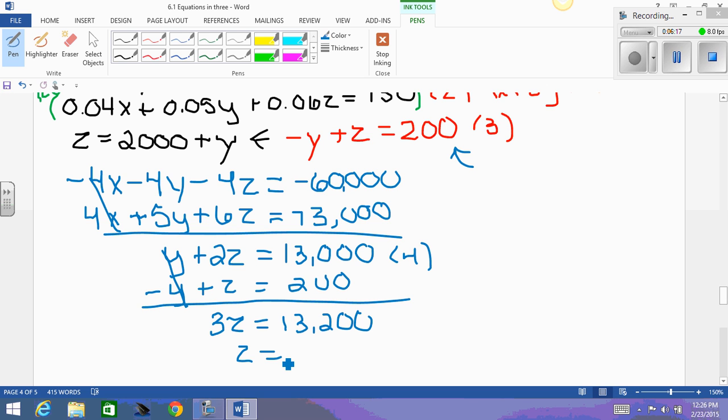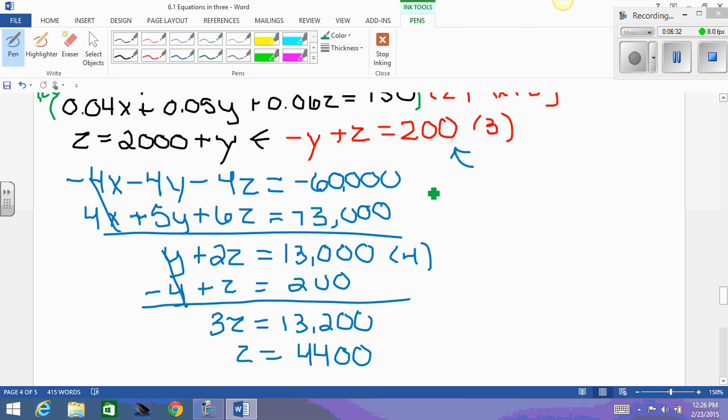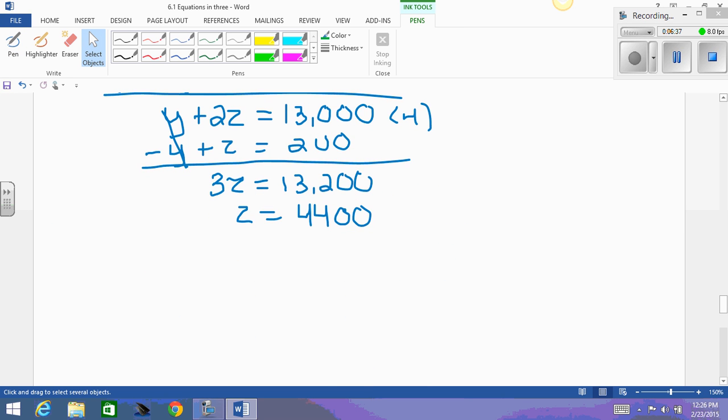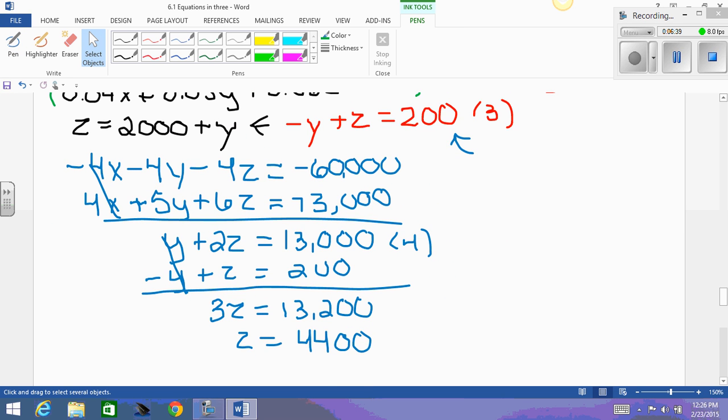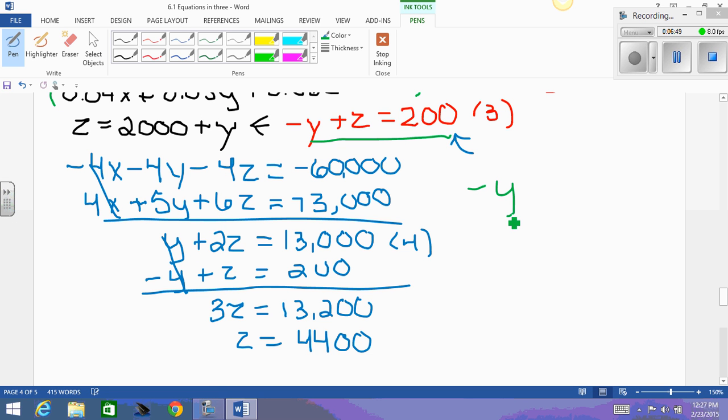Divide by 3, and we get z equals 4,400. Okay, so now we have our z. We know how to find our y: we'll plug it into one of these equations. This would be an easy one to use right here. So we've got negative y plus 4,400.